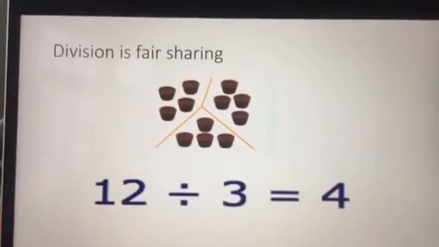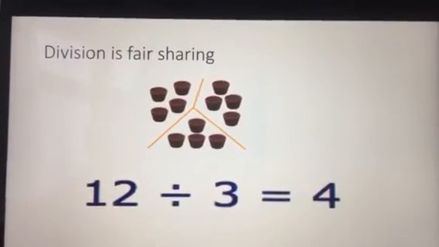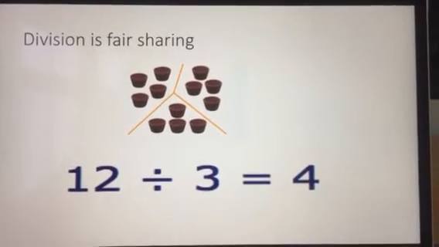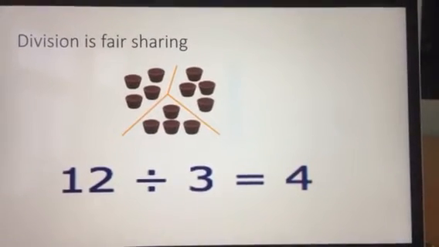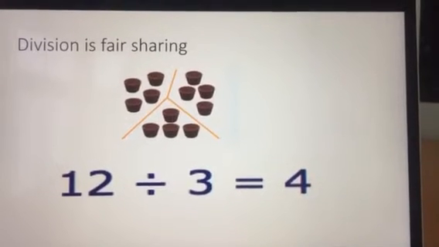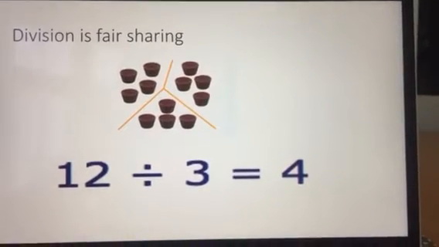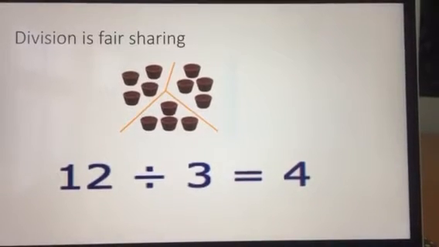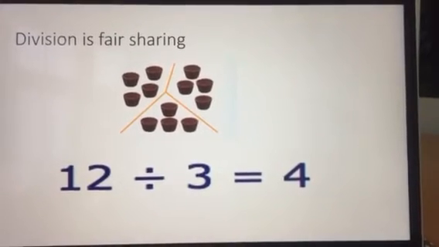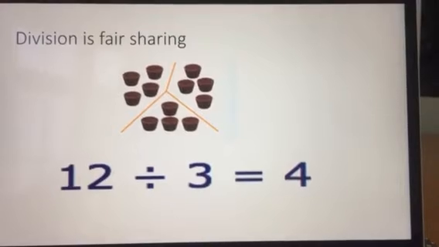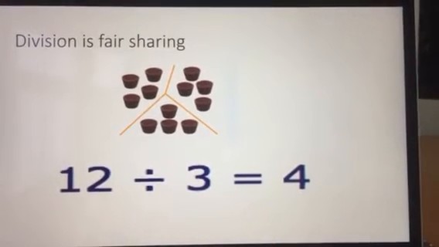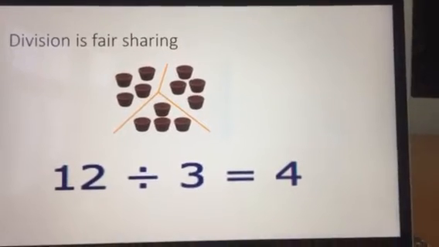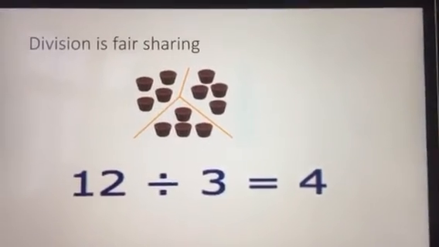And division. Division is fair sharing, so it's related to subtraction. So 12 divided by 3, see, it's how many times we can share this by 3. 1, 2, 3, and what is the outcome? So 12 divided by 3, we're splitting this in 3. We're sharing it 3 times. So we can take out 4 3 times. We can take out or subtract 4 3 times from this.